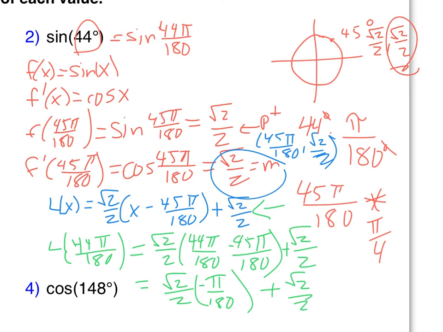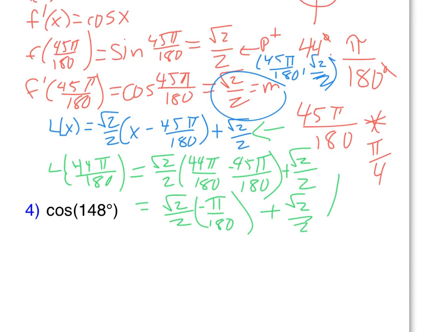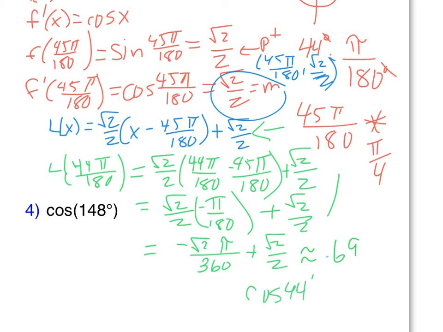So now, quite easily, we see, equals negative square root of 2 times pi divided by 360 plus square root of 2 over 2. Now we're going to go onto our calculator and check that and see how close that is to actually finding cosine of 44 degrees. So now we've got that this guy right here is about 0.69, and our cosine, if I actually put in 44 degrees, I have to change to degree mode, I get 0.72, which is pretty dang close.